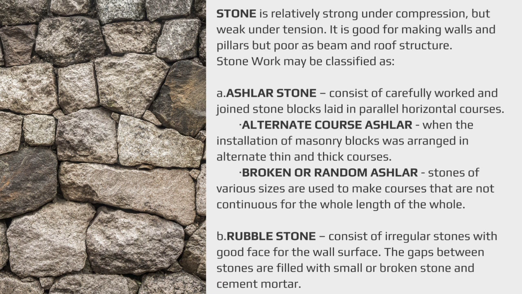Stonework may be classified as ashlar stone, consisting of carefully worked and joined stone blocks laid in parallel horizontal courses. Alternate course ashlar is when the masonry blocks are arranged in alternate thin and thick courses. In broken or random ashlar, stones of various sizes are used to make courses that are not continuous for the whole length of the wall. Rubble stone consists of irregular stones with good face for the wall surface. The gaps between stones are filled with small or broken stone and cement mortar.